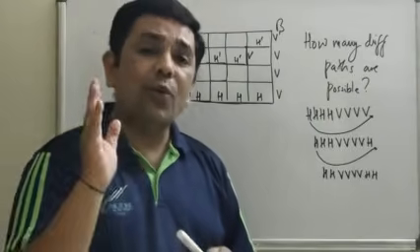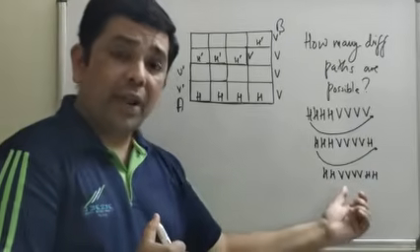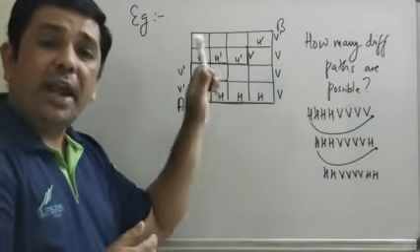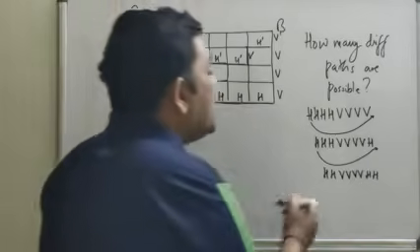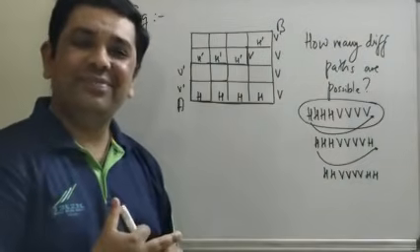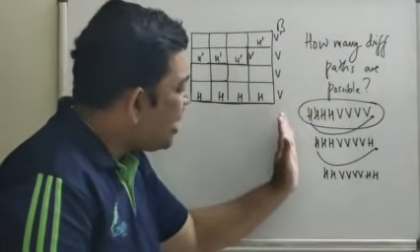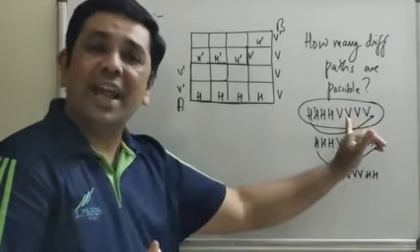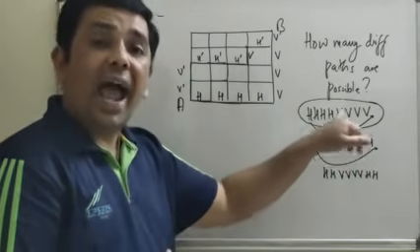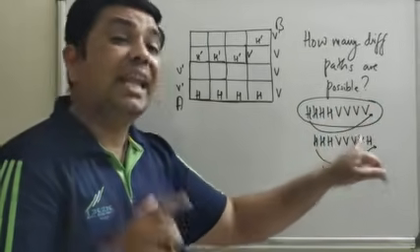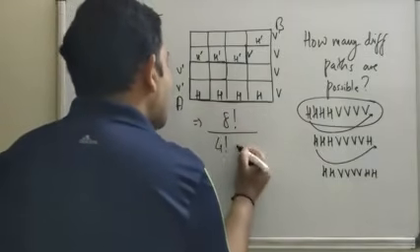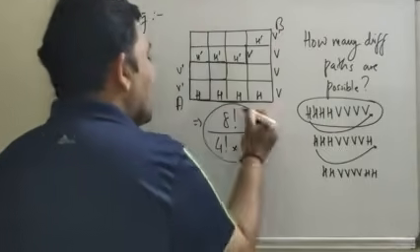I don't know whether you are able to understand what I am trying to say, but the number of paths to go from A to B is the same as the number of ways of arranging these 8 things. What are you trying to do? You are trying to arrange these 8 things in a straight line, and out of these 8 things, 4 of them are called horizontal, identical, and the remaining 4 are called vertical, identical. So what is my answer? You can find out the answer to such questions in a single step.